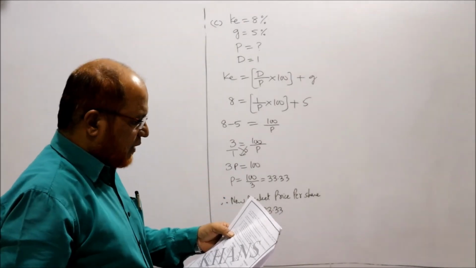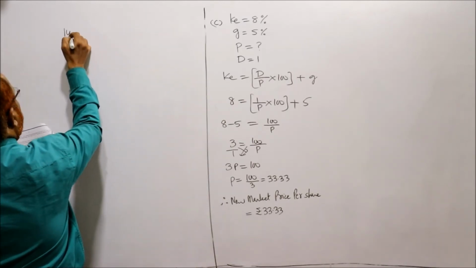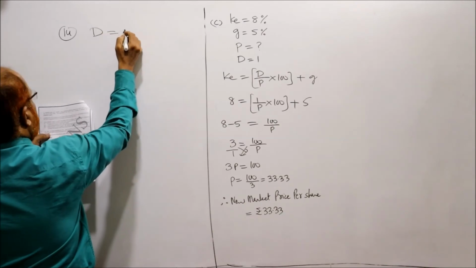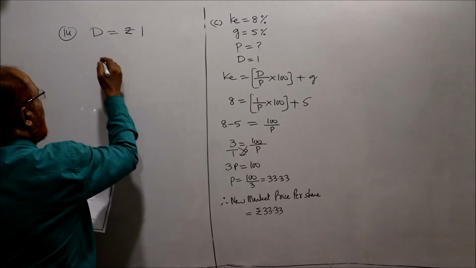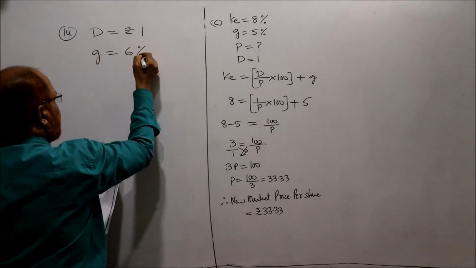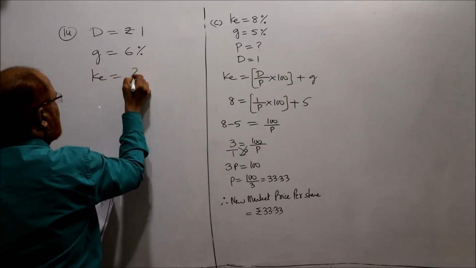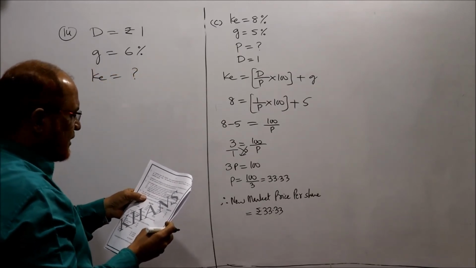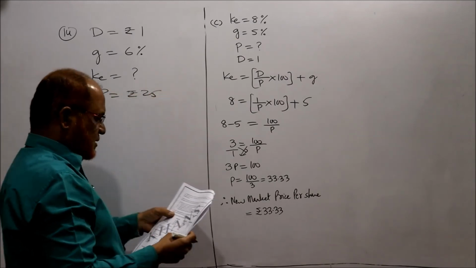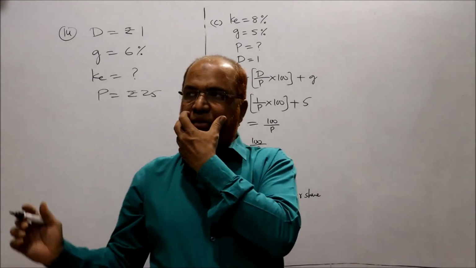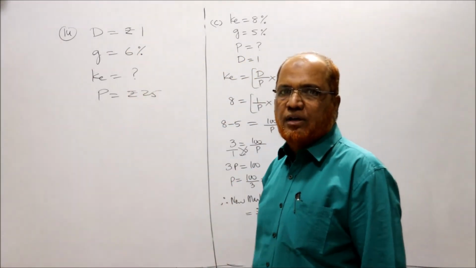See the next problem, 14. The DPS of a firm is expected to be rupee 1. DPS stands for dividend per share. Rupee 1, and is expected to grow at 6%. Determine the cost of equity, KE is equal to how much? Assuming the market price per share is 25. That's it. This is the information given in the problem, and we are required to calculate the cost of equity.